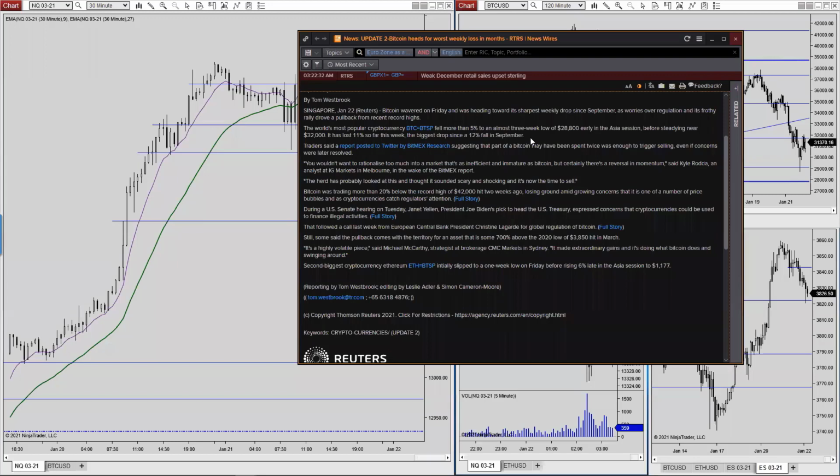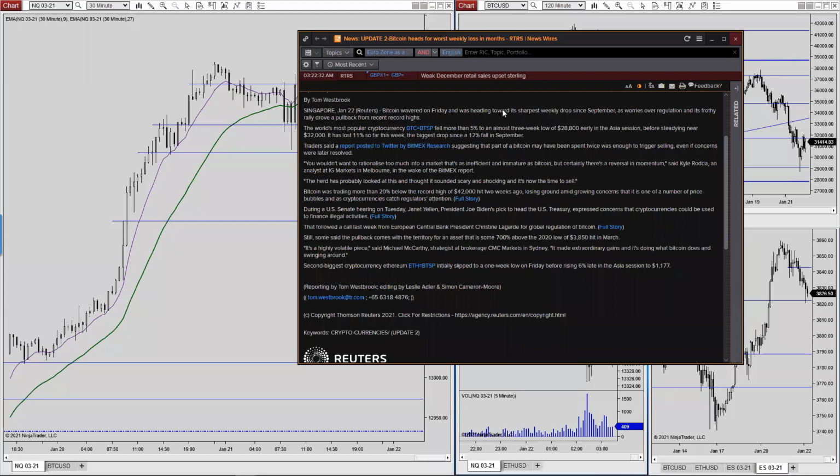You wouldn't want to rationalize too much in a market as inefficient and immature as Bitcoin, but certainly there's a reversal in momentum, says Kyle Rhoda, an analyst at IG Markets. The herd has probably looked at this and thought it sounded scary and shocking, and now it's time to sell. Bitcoin was trading more than 20% below the record high of 42,000 hit 2 weeks ago, losing ground amid growing concerns that it's one of a number of price bubbles as cryptocurrencies catch regulators' attention.